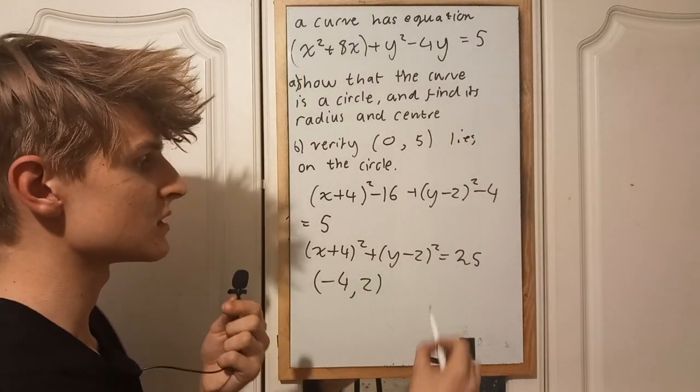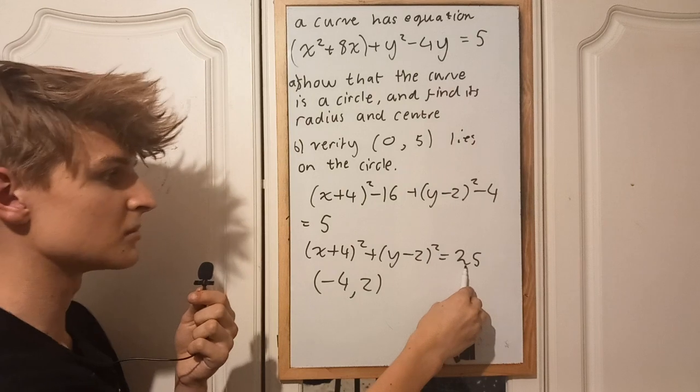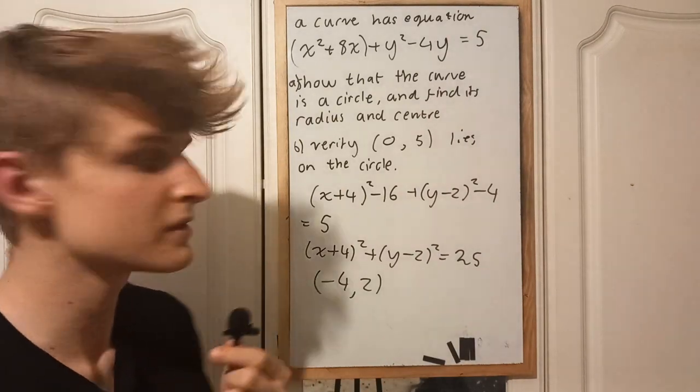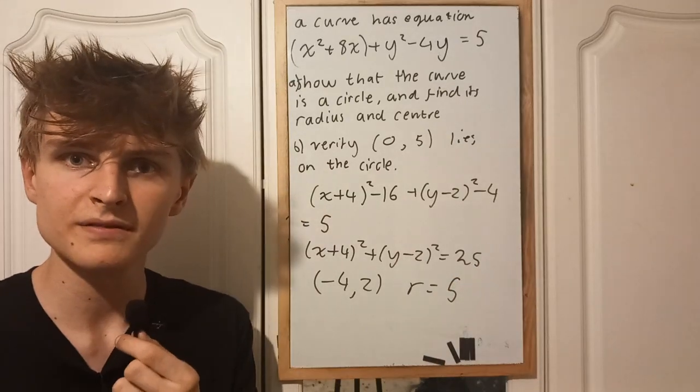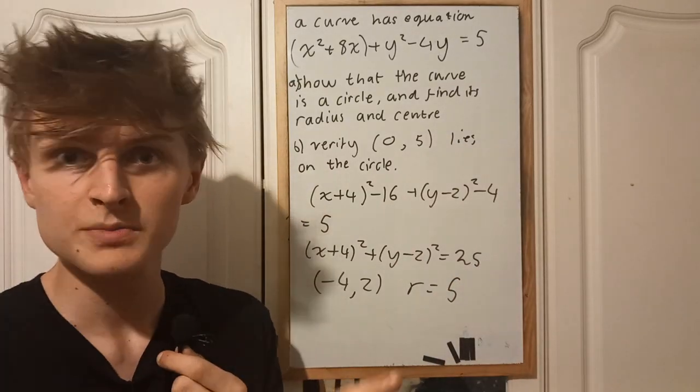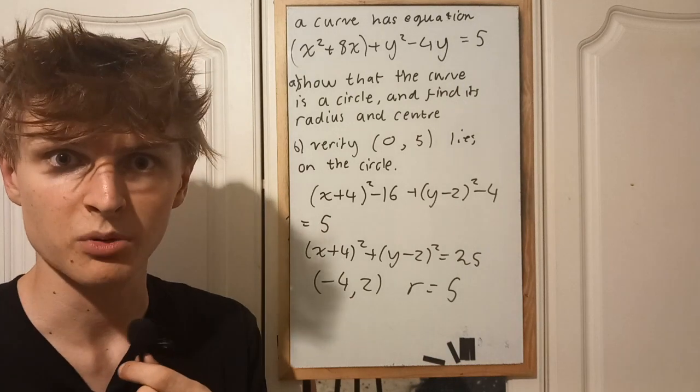Fantastic, and the radius of the circle, well, the radius squared equals this number on the end here. So r squared equals 25. In other words, the radius of the circle will be 5. How absolutely fantastic and easy. Anyway, on to part B after I erase this board.